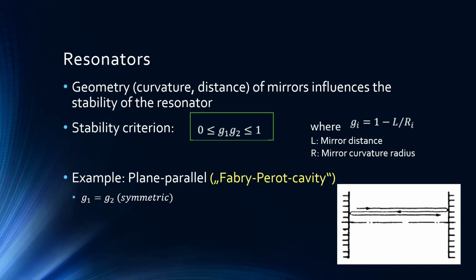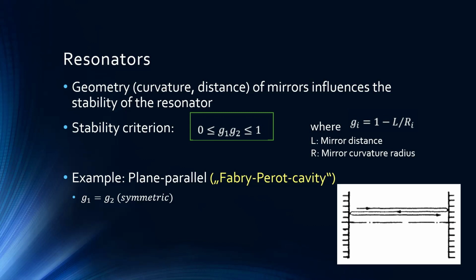We assign this G to each mirror, and their product needs to be less than or equal to 1 for this resonator to be stable. So as in the plane parallel resonator, where both mirrors are exactly plane, which is also called a Fabry-Perot cavity, you might hear that as the Fabry-Perot interferometer. I think it's obvious that G1 is G2 because both mirrors are the same, and I've originally written here that R1 equals R2 equals infinity in this case.